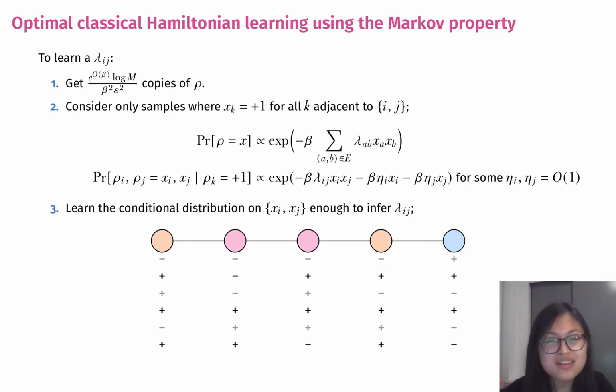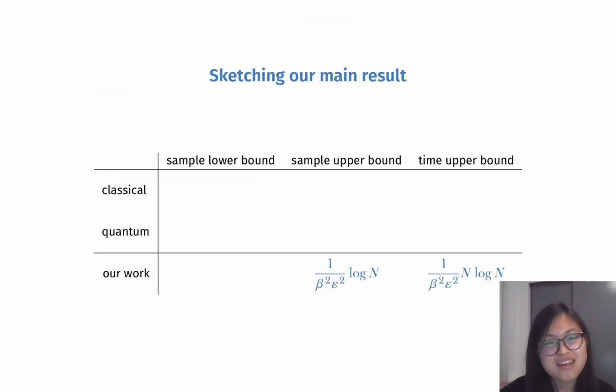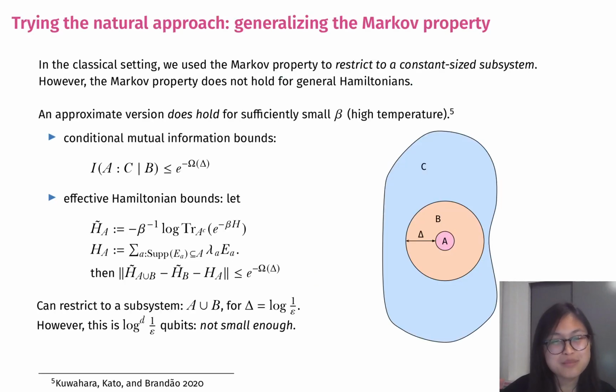Now that was a bunch of details, but the main thing to keep in mind is this Markov property. The reason to keep it in mind is that this is the fundamental issue with trying to generalize this algorithm, because this approximate Markov property doesn't exactly hold in the quantum setting. The Markov property doesn't hold in the quantum setting. There are approximate versions that do hold for sufficiently small beta.